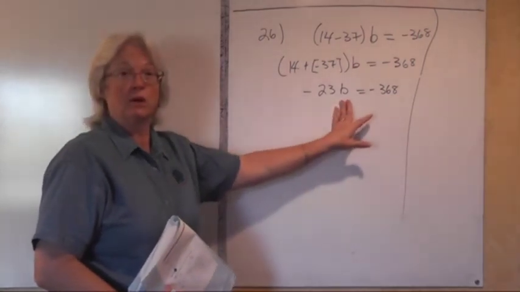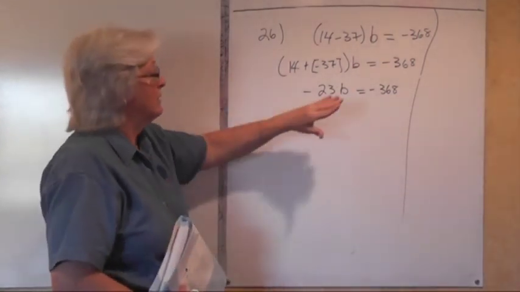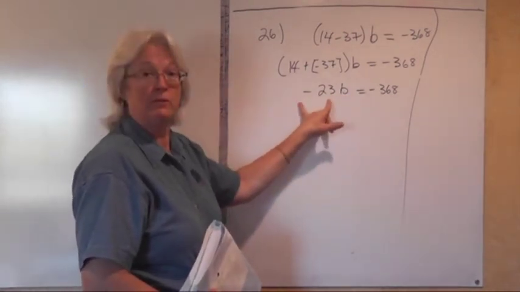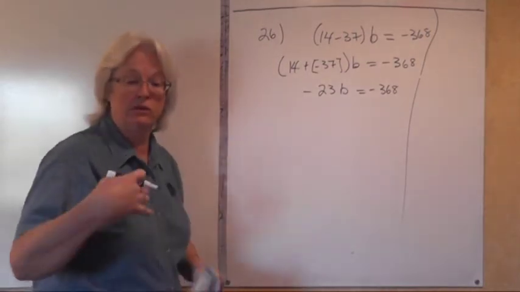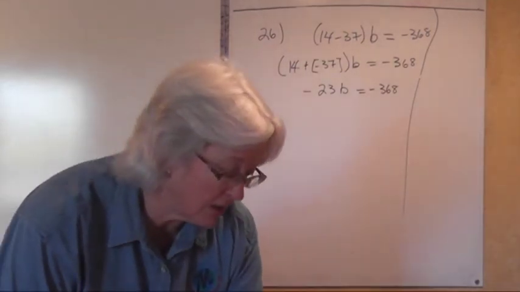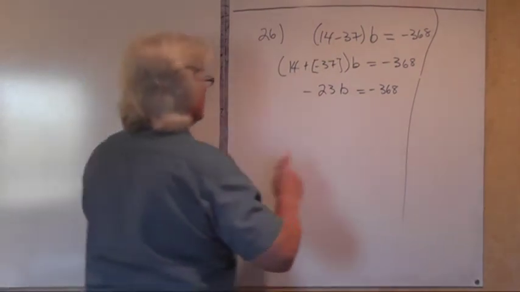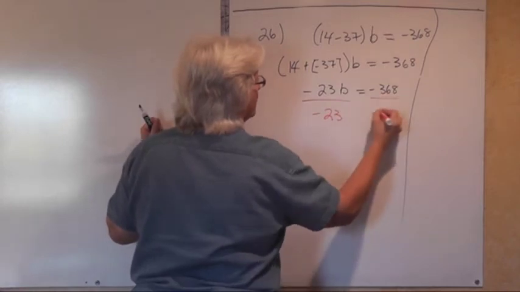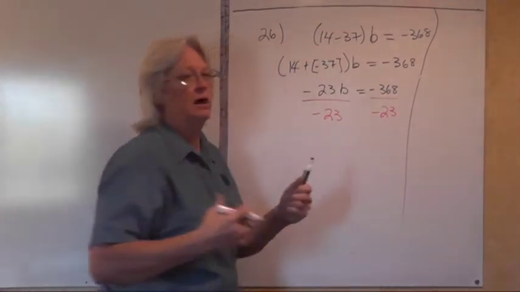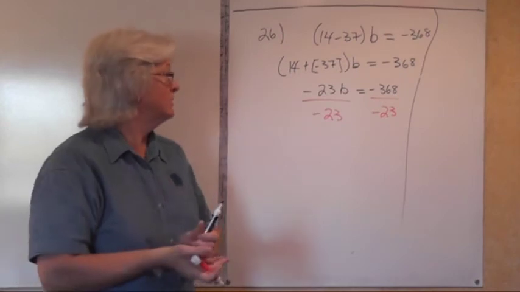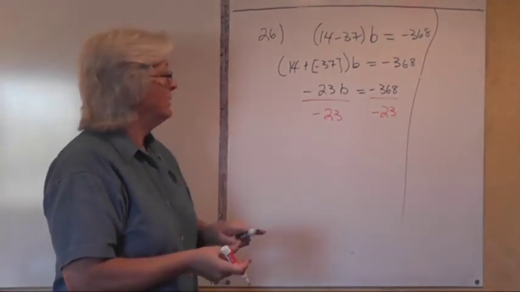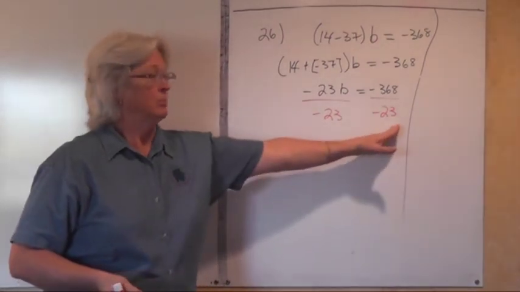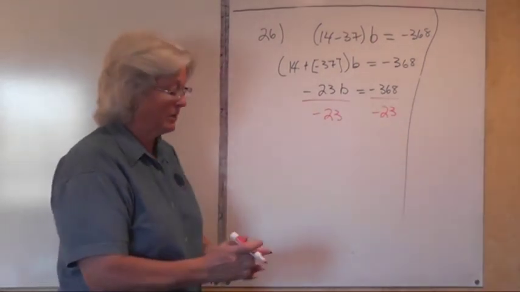I don't care about negative 23b. I care about 1b. What's been done to the b? Multiplied it by negative 23. To undo that operation, I'm going to apply the inverse. And instead of multiplying by negative 23, I'm going to divide by a negative 23. And to keep both sides of your equation in balance, you have to divide both sides by negative 23.